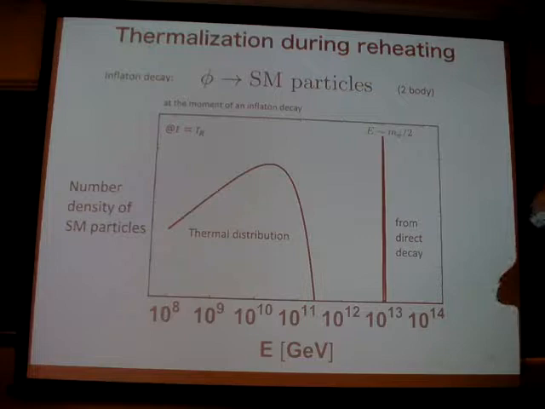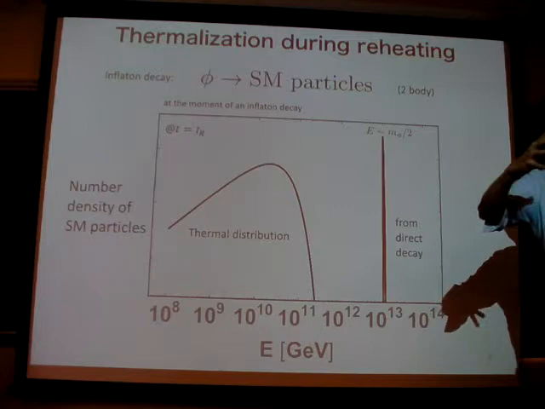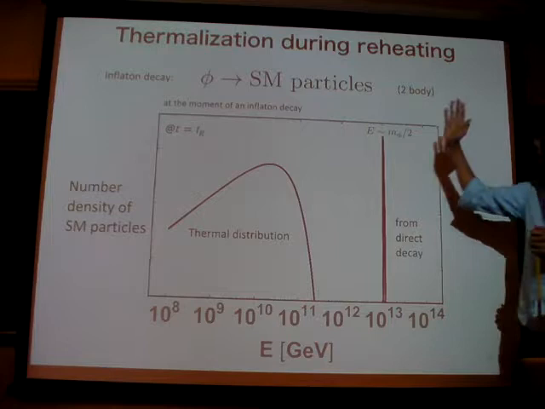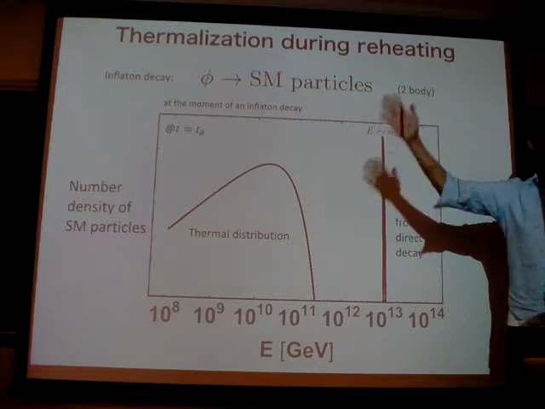So during the oscillation, they have produced many thermal plasma, and this thermal plasma is already thermalized. And at the last moment, the inflaton decay produces this one. I just show one slice of the time.